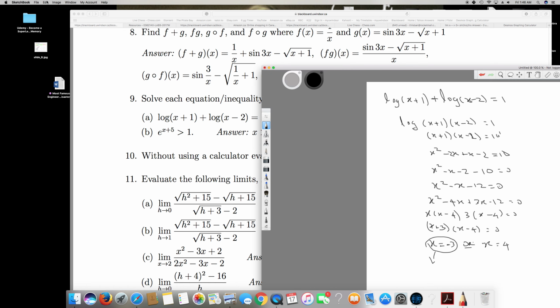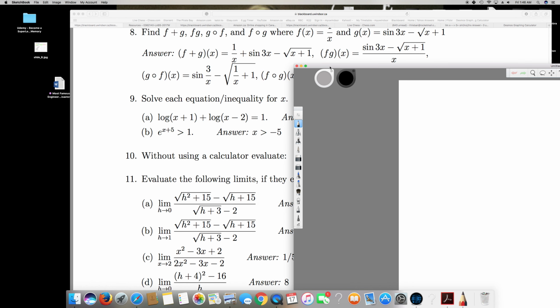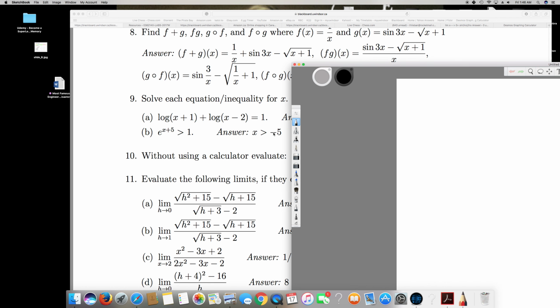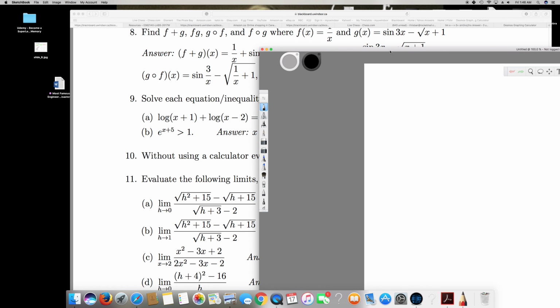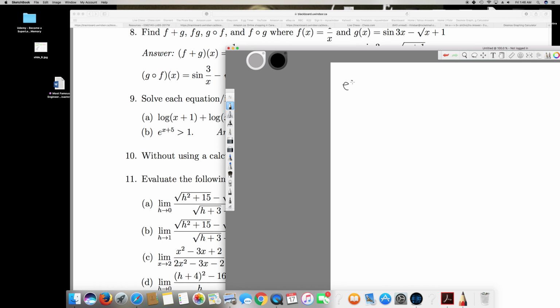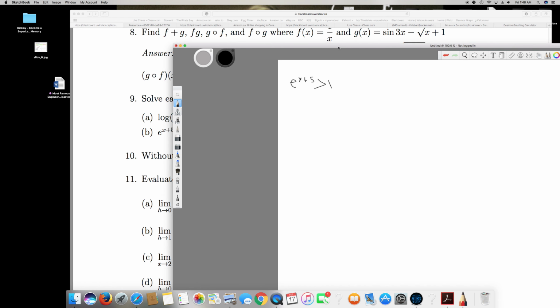So let's go to the next question. The next question is asking e to the power of x plus 5 is greater than 1, and the answer is given x is greater than minus 5. Let's see how they got that answer. To get rid of e, we have to apply ln. If I apply ln, the e and ln will cancel each other. So it's going to be x plus 5 is greater than ln 1.